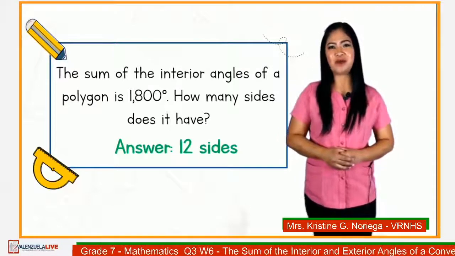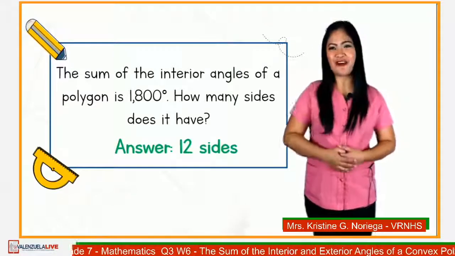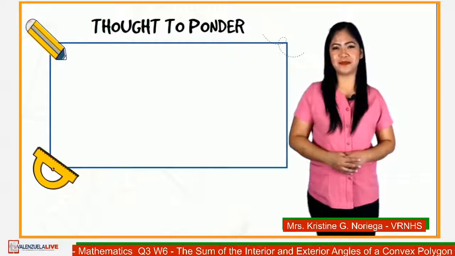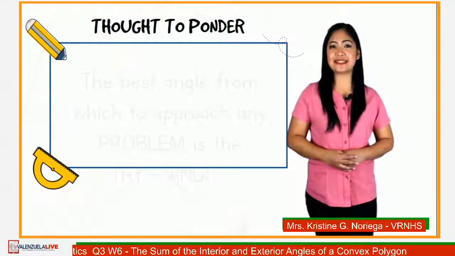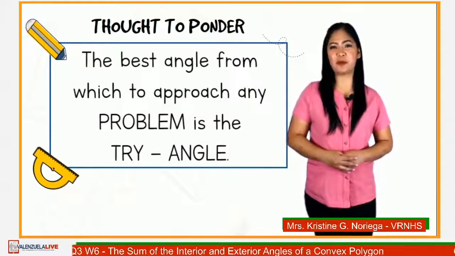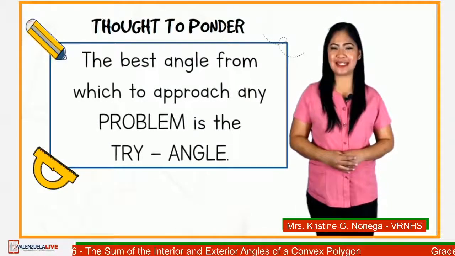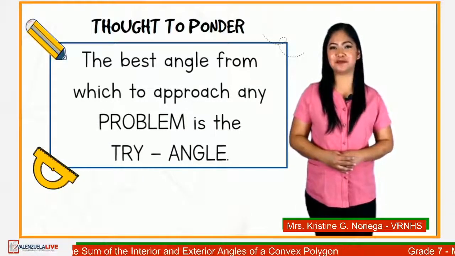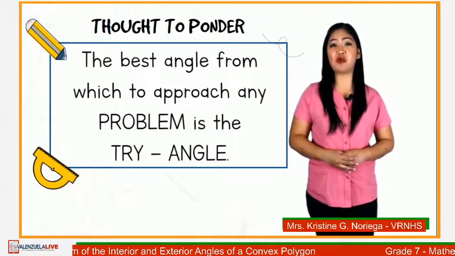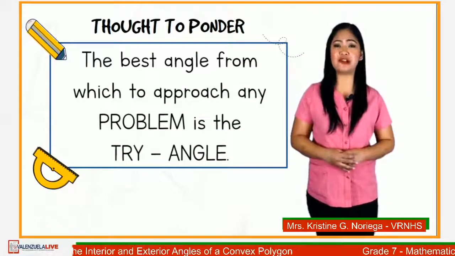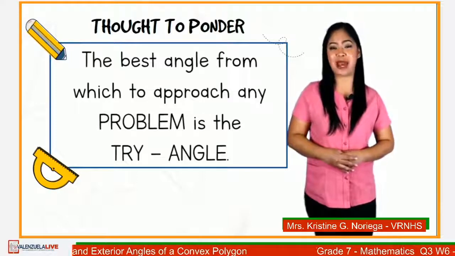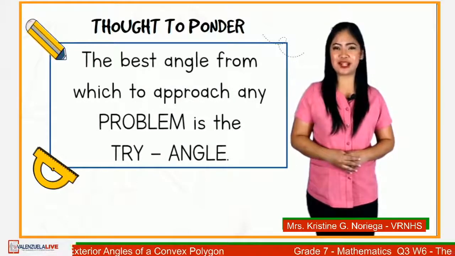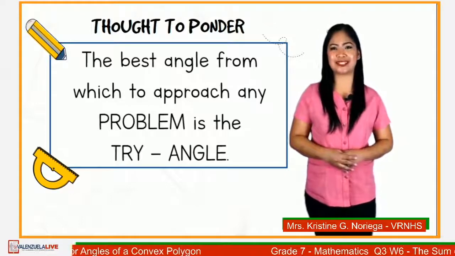How did that go? Is it 5 over 5? For our thought to ponder, the best angle from which to approach any problem is the triangle. Remember that whenever we are faced with problems or difficulties, all you have to do is to keep trying different methods or things until you find one that works.